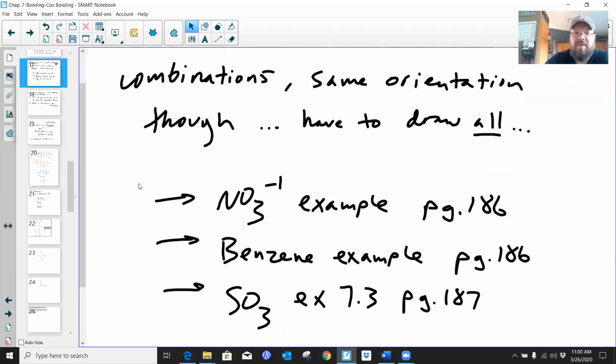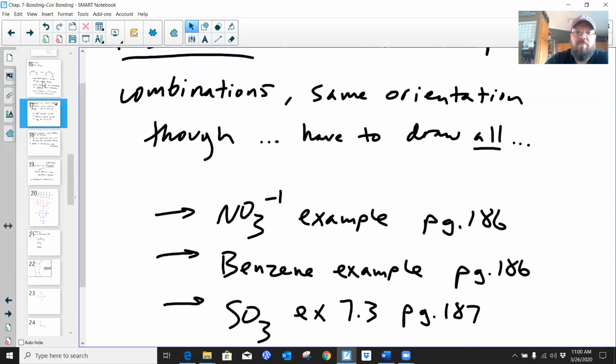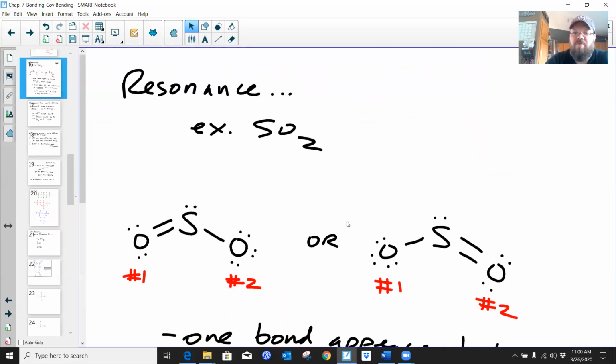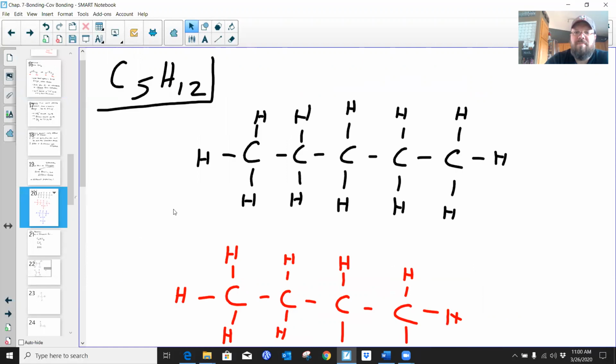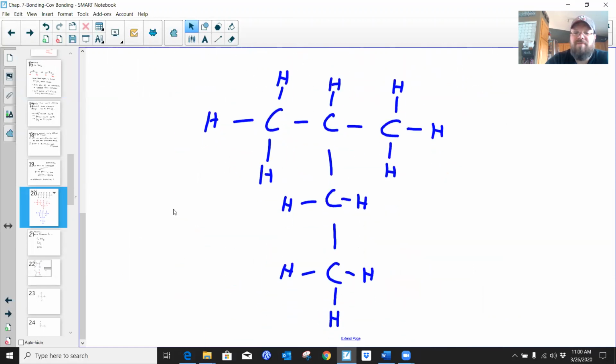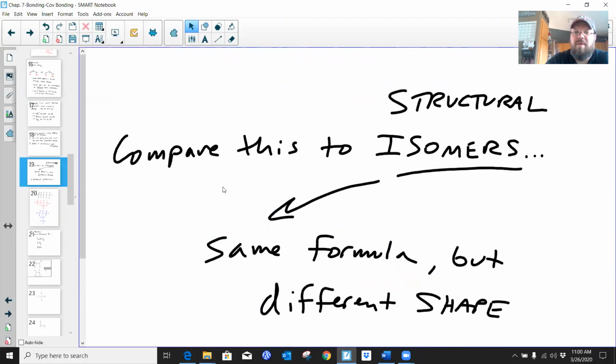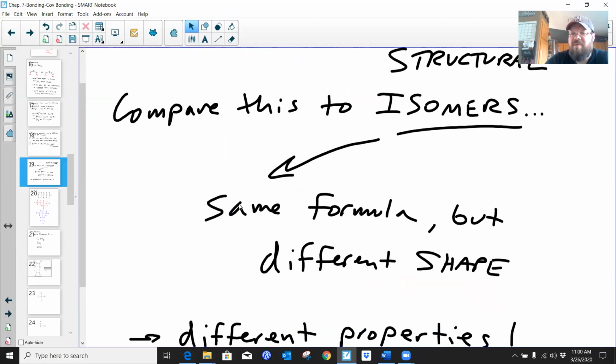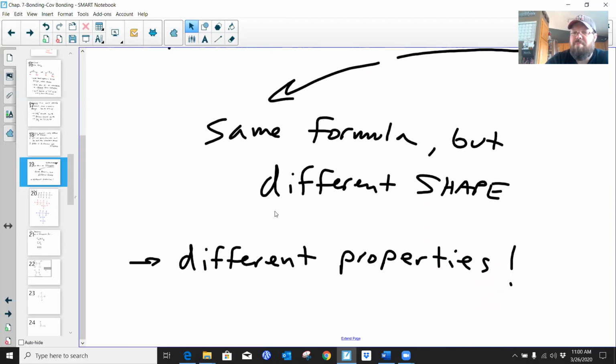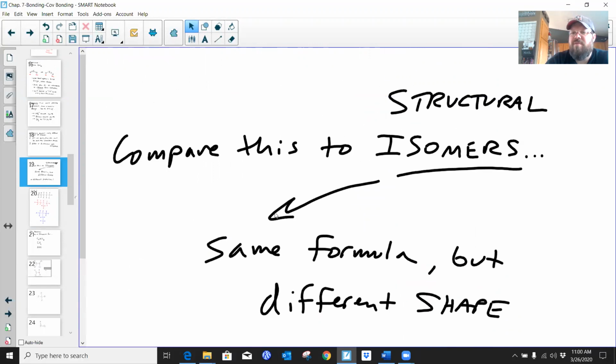We looked at some of the examples. Resonance doesn't change the orientation; it's more about the location of the single or double bond. Whereas with isomerism, there's the same formula but a completely different shape, or different structural alignment, however you want to say it.